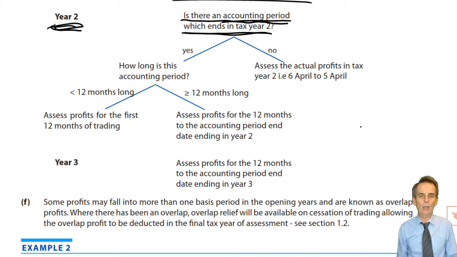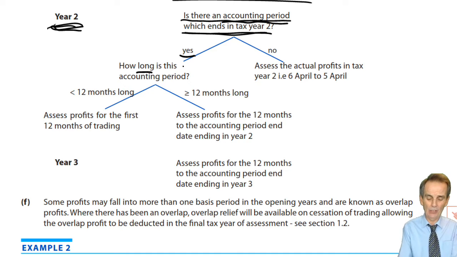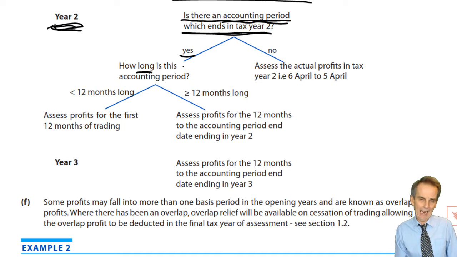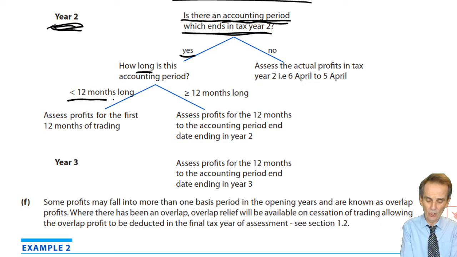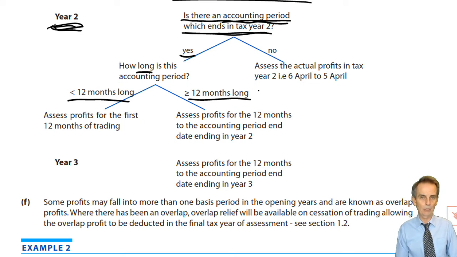So let's assume that the answer to our question, do we have any accounting period at all ending in that second tax year, is yes. We then ask the question, how long is that accounting period? As we've said, if it was exactly 12 months, a year, then you would use current year basis. If it's not a year, then it is either short, less than 12 months, or long, more than 12 months. So which of those is the case, what basis do we then use?